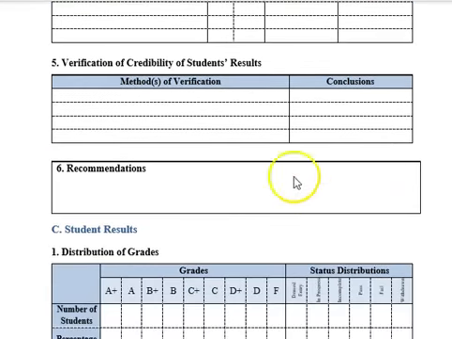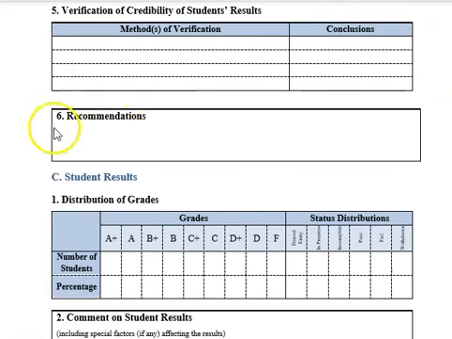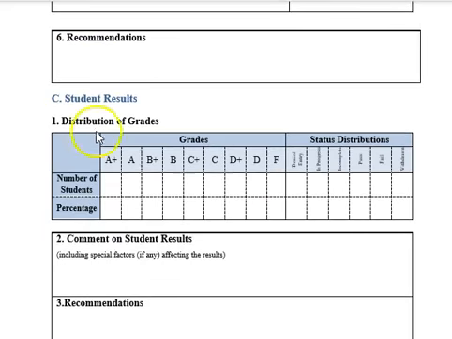Verification of credibility of students' results. There are several methods to verify students' results: software, help from a colleague, or any other method. Recommendations. These recommendations are for course delivery. Write your recommendations here. For example, a new teaching strategy should be implemented. The topics of the course are a lot and should be decreased.